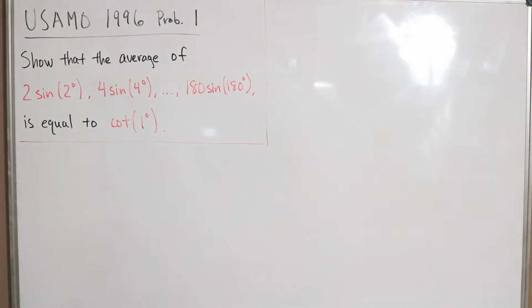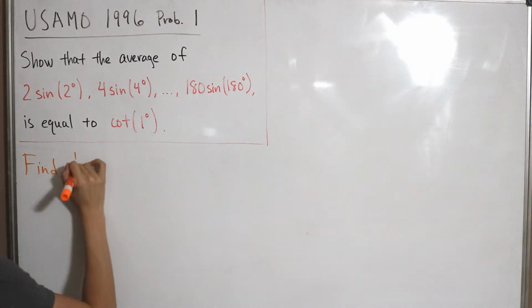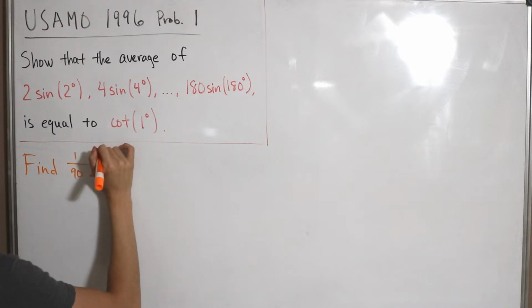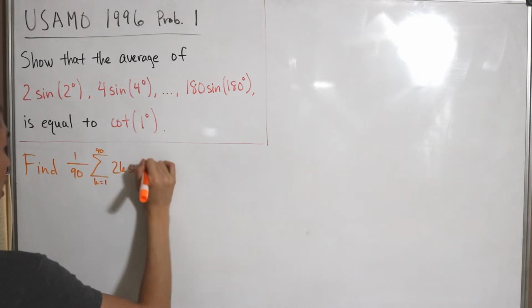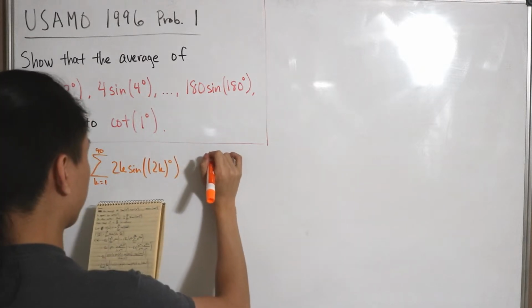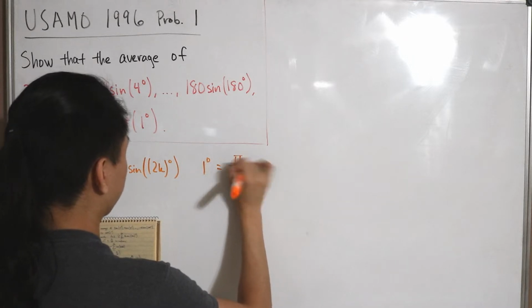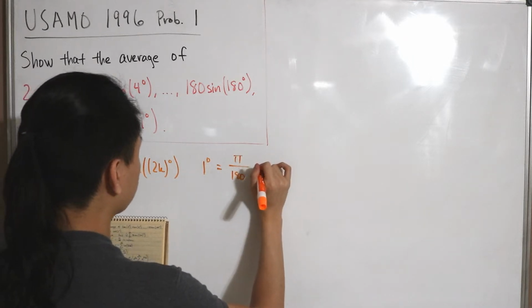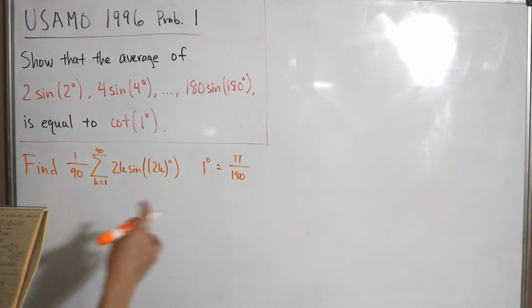To put this in formulas, we want to find 1 over 90 multiplied by the sum from k equals 1 all the way up to 90 of 2k times sine of 2k degrees. It's also worth noting that 1 degree is the same as pi over 180 in radians. Instead of degrees in the radians, my bad.